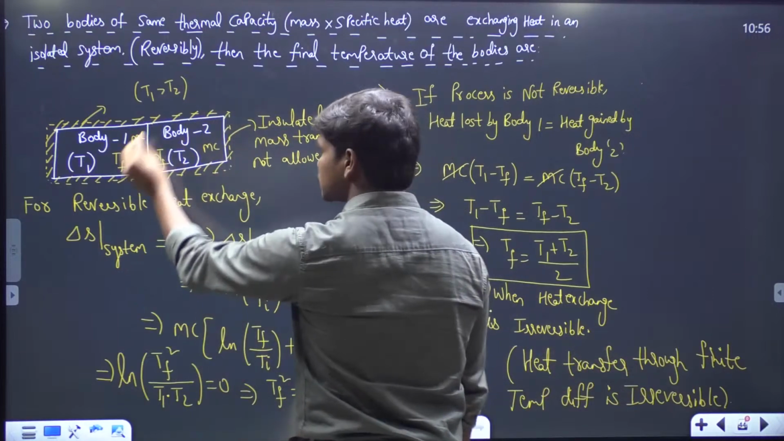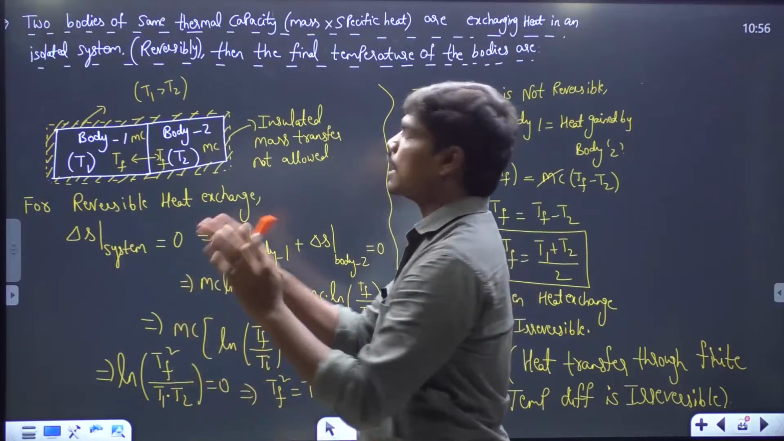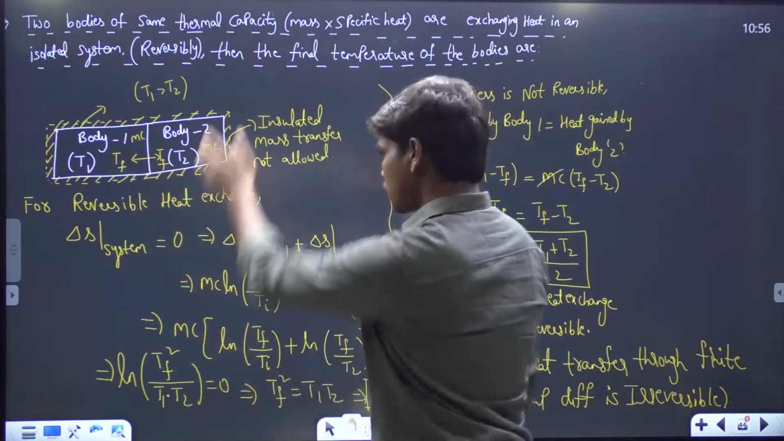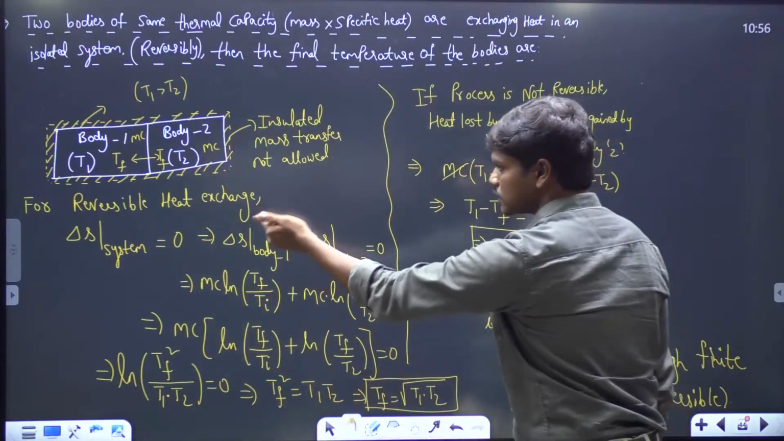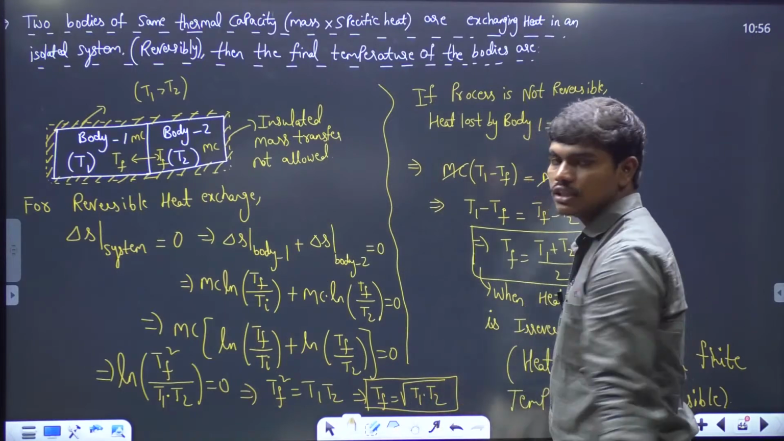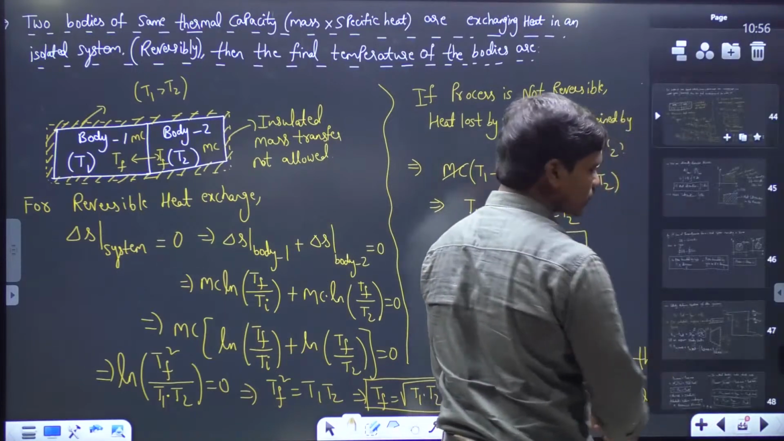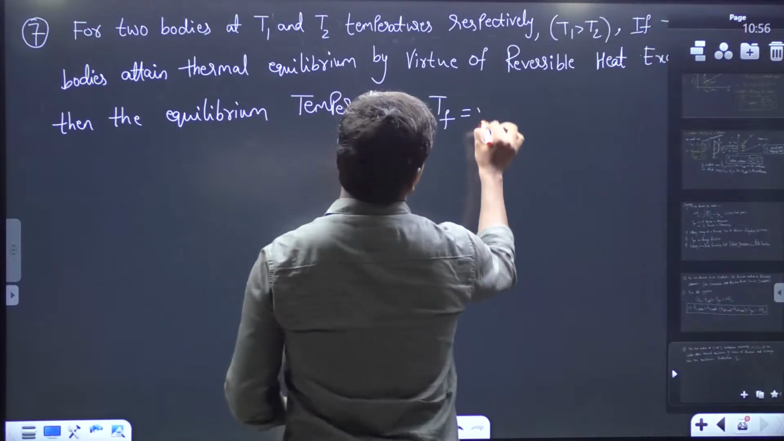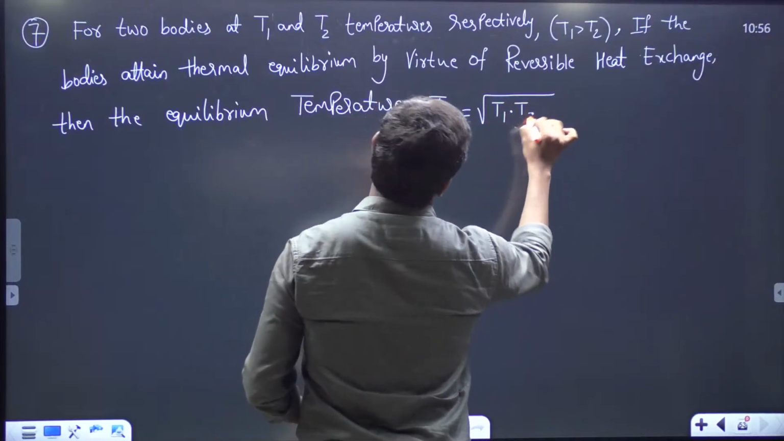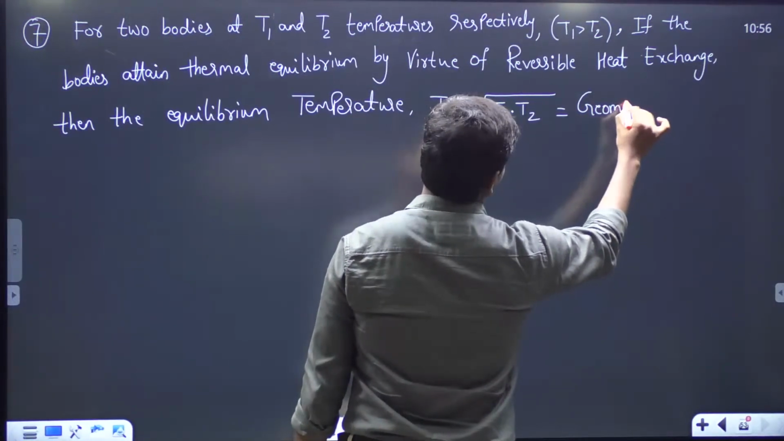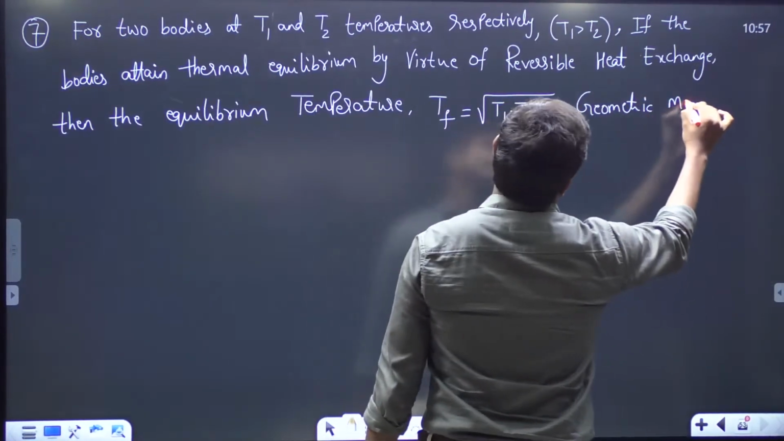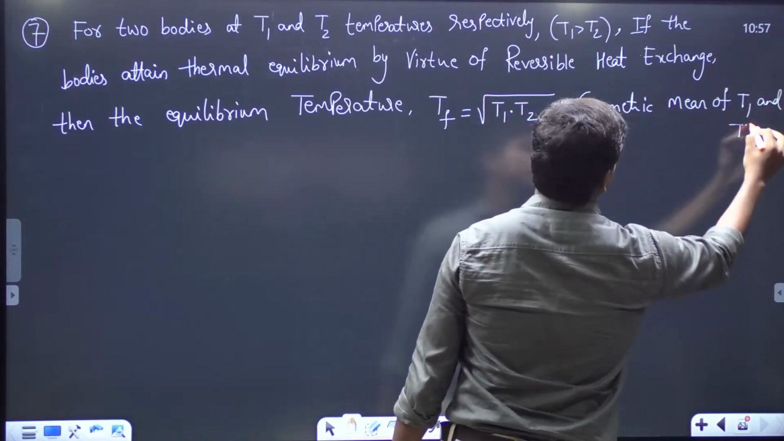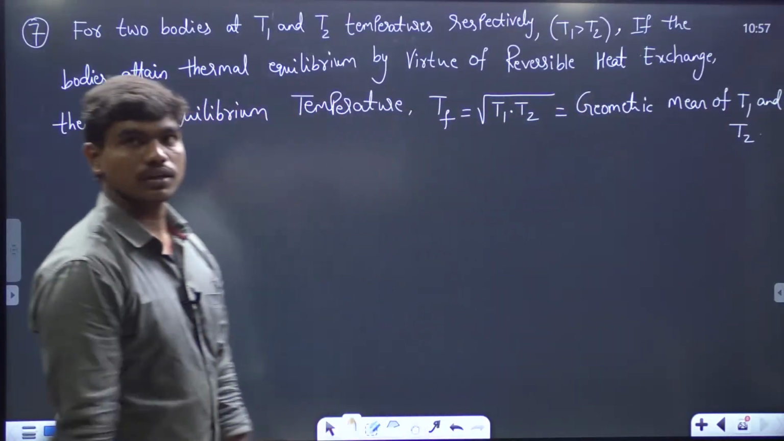But when you are assuming reversible heat transfer, the heat transfer is occurring very slowly, and practically the time taken by these two bodies to attain thermal equilibrium is infinitely large. In that case, we have seen total entropy change equal to 0, and after this analysis we have seen this is the geometric mean of the temperatures. Then why are you all telling arithmetic mean? We have done this. So we can write TF is equal to square root of T1 into T2, which is the geometric mean of T1 and T2. Okay. Clear?